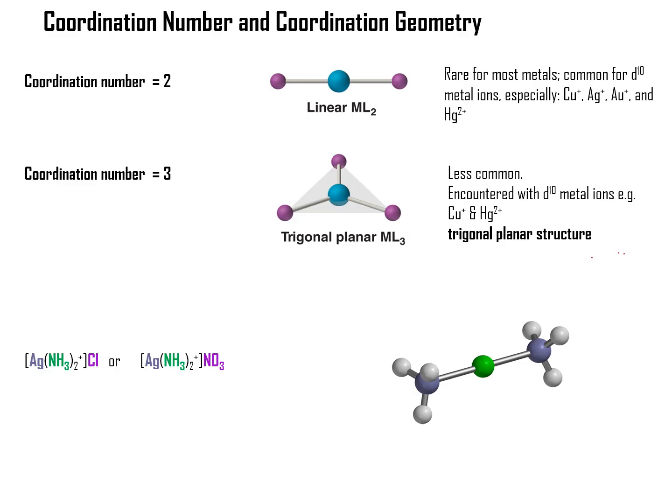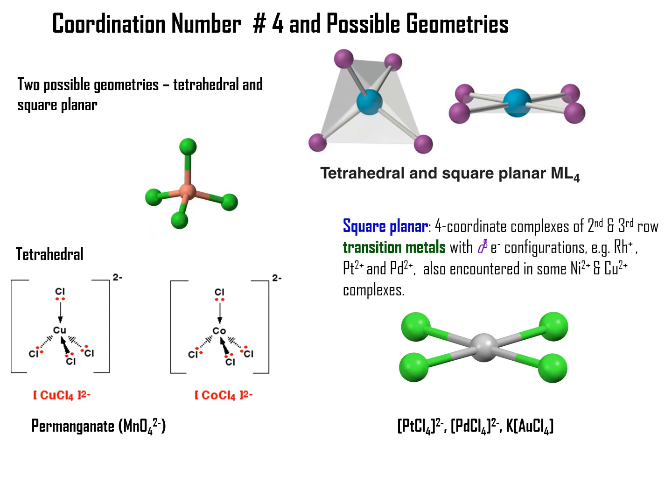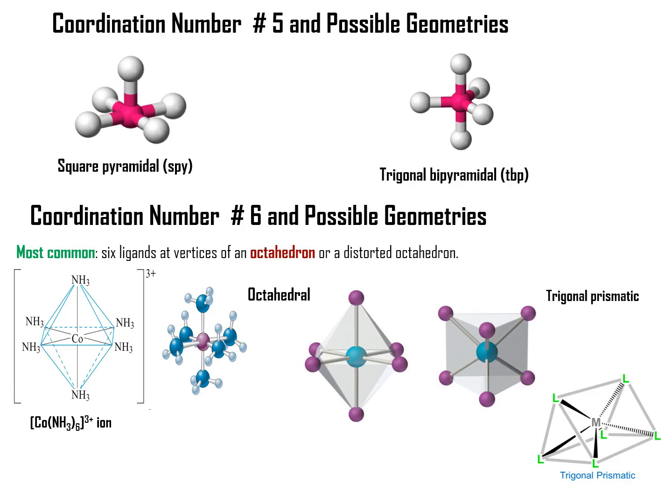So we'll move to some higher coordination numbers. Let's say coordination number 4. Two different kinds are possible: tetrahedral and square planar. So this is a square planar and this is the tetrahedral. Now let's move to coordination number 5: square pyramidal and trigonal bipyramidal. Two different structures are possible here.